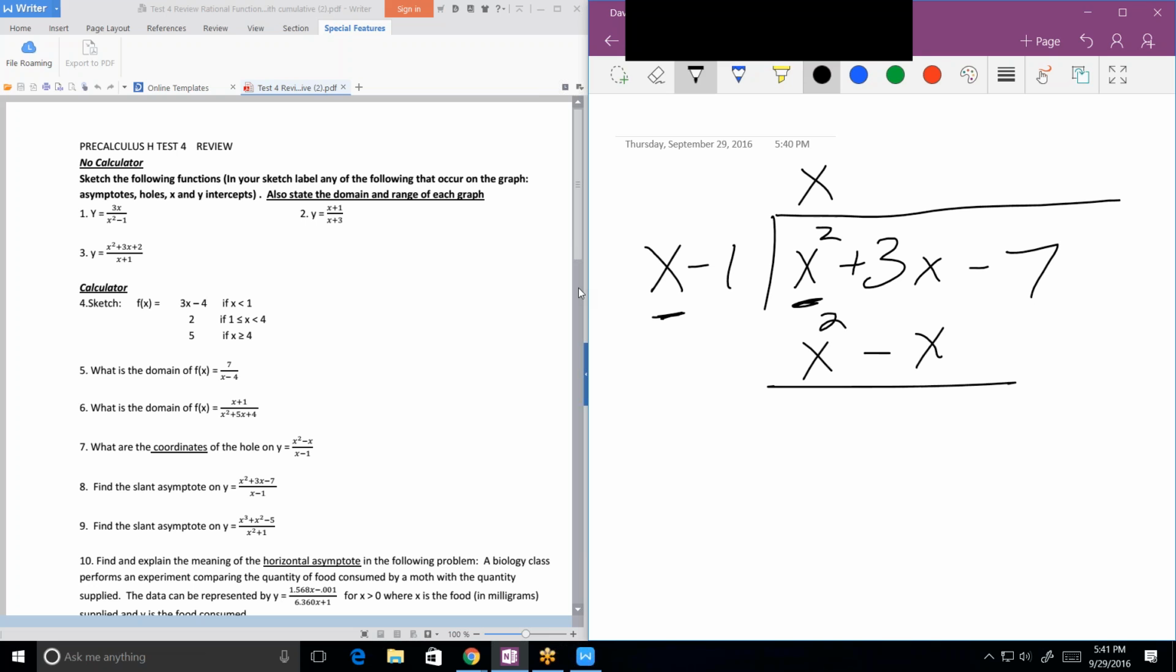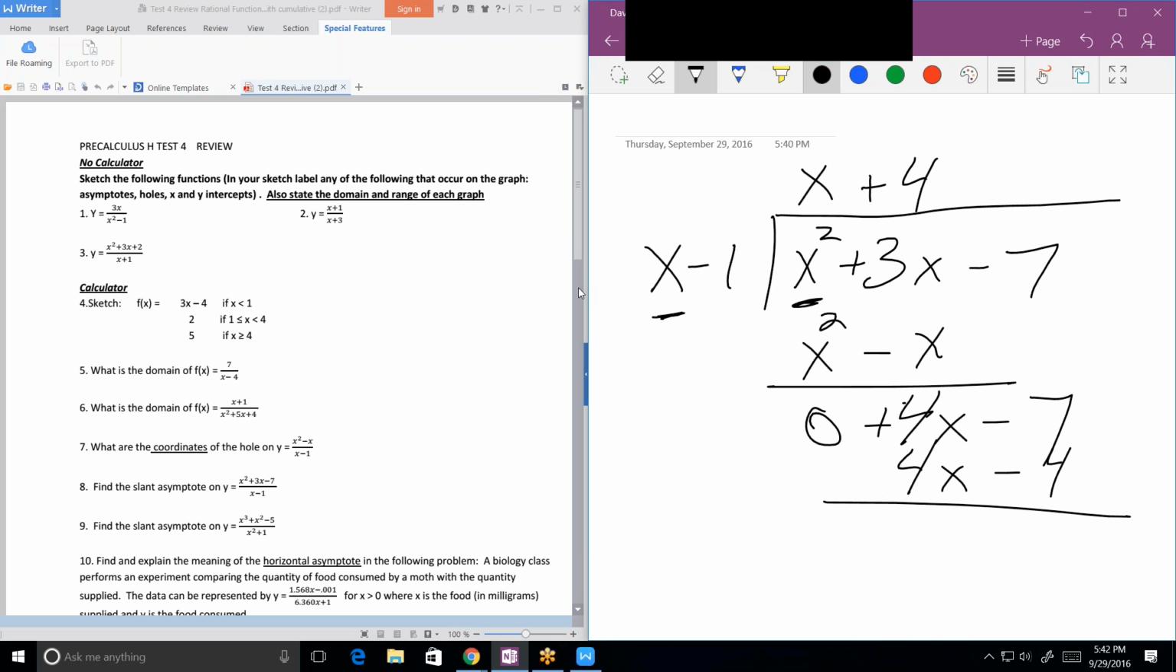And then with long division, you're always subtracting. So this goes to 0. This 3x minus a minus x goes to plus 4x. Bring down the 7. Repeat. Exactly the same process. X goes into 4x 4 times. Now multiply the 4 by x minus 1, and subtract. Now we get a remainder of minus 11.